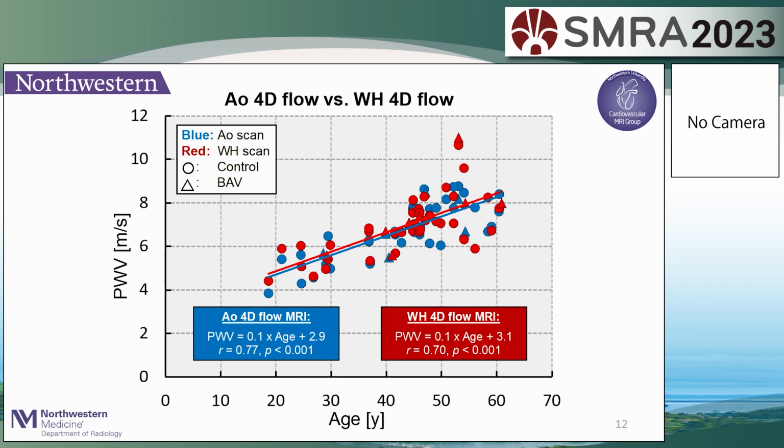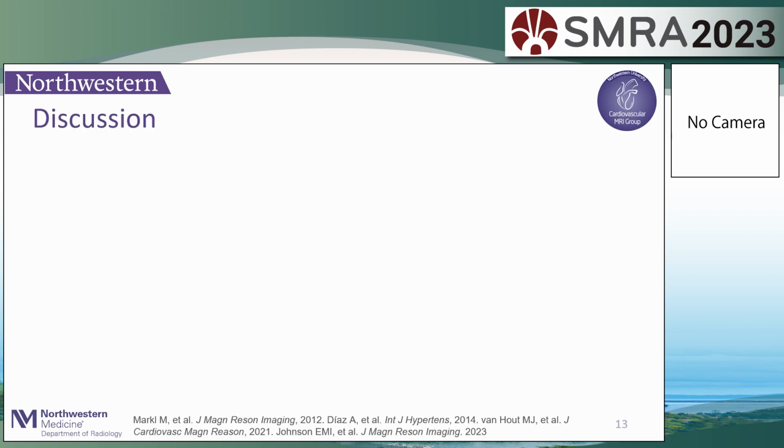Now moving on to the association between pulse velocity and age. On this plot, you are seeing in blue the results for the pulse velocity from the aortic protocol, and in red the results for the whole heart protocol. Circles represent controls and triangles are the BAV patients. And we saw that there was a similar correlation between age and pulse velocity in both protocols, and that pulse velocity increased by 1 meter per second every 10 years. In addition, when looking at the BAV patients, we also noticed that BAVs do not exhibit higher pulse velocity compared to controls, and that their pulse velocity followed a similar trend to controls.